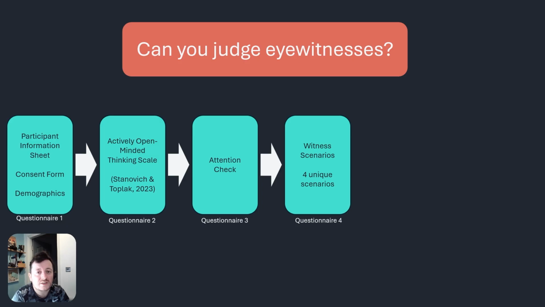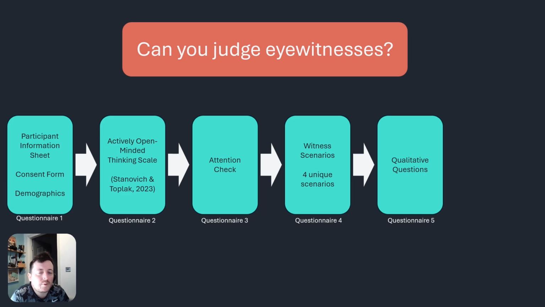Questionnaire 4 is going to be a series of witness statements. These are just going to be some vignettes that describe what a witness has seen, and then we ask our participants to make judgments based on what they've read. So things like their confidence, the reliability, whether or not they would trust them, that kind of thing. And then to show how we might be able to adapt a tool that's predominantly been built for quantitative research, I've added a couple of qualitative questions.